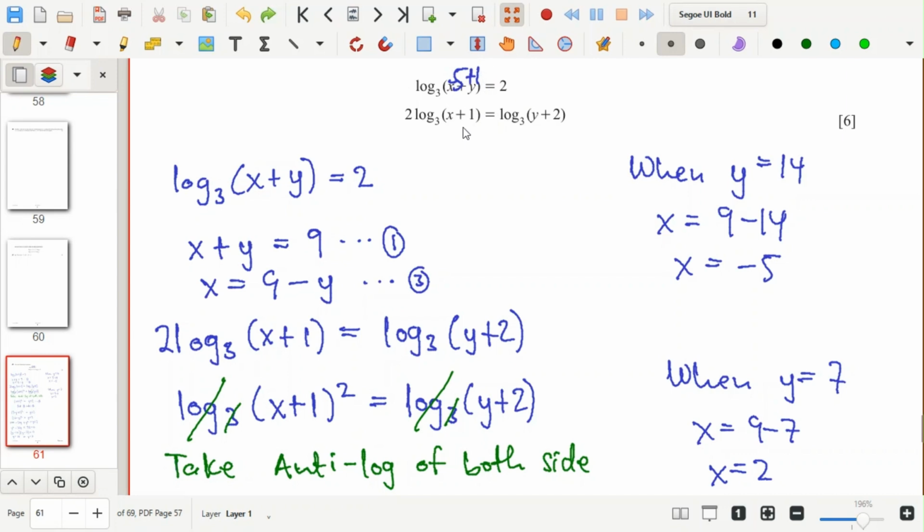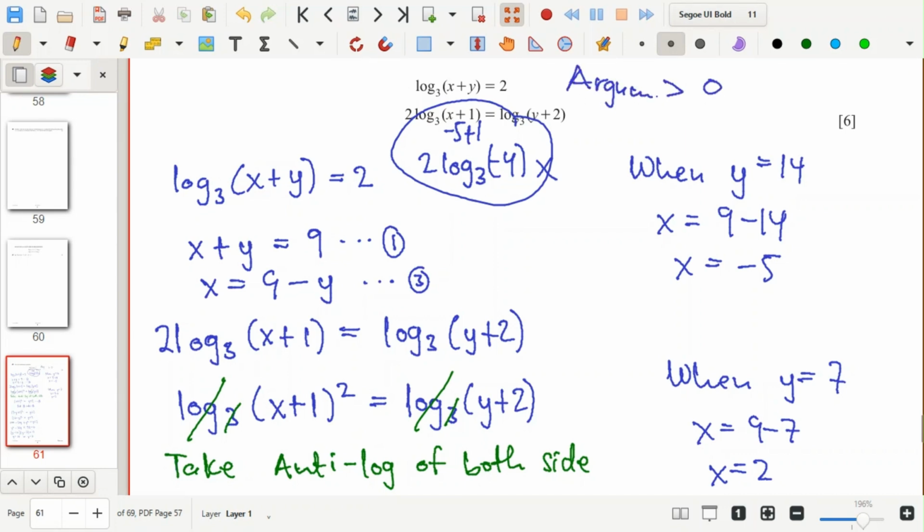However, let's come to the second place and check. Negative 5 plus 1. That will be log to the base 3 of negative 4. So this answer is wrong because you said that the argument must be greater than 0.